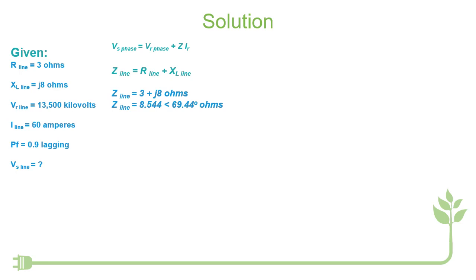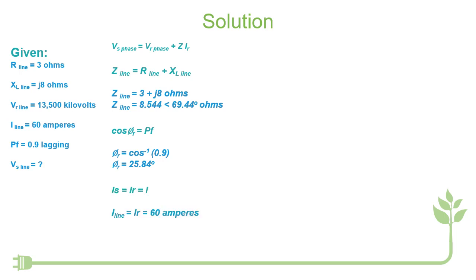Then we have to know the angle theta R. The formula for this is cosine theta R equals power factor. Therefore, theta R equals arc cosine of 0.9, so theta R equals 25.84 degrees. We all know that in a short transmission line, the current at all points is equal.